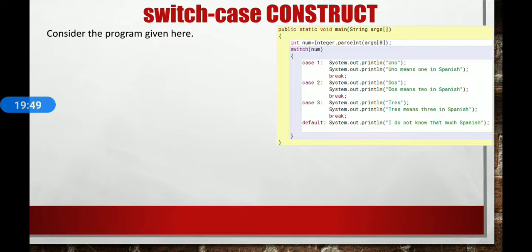If the value of num is 3, then it will display trace, and trace means 3 in Spanish. Then again it moves out because of the break. If the value of num is other than 1, 2 and 3, then it will display "I don't know that much Spanish". That's the default statement, because no case is matched, so it goes to the default statement.